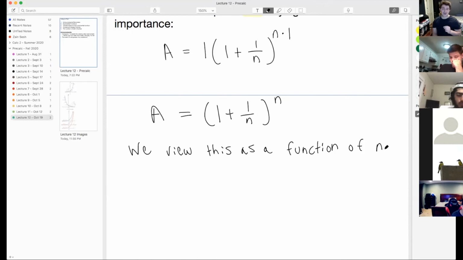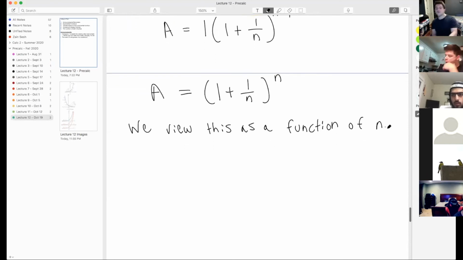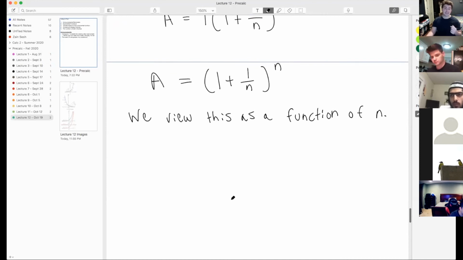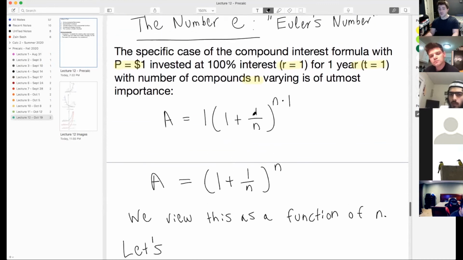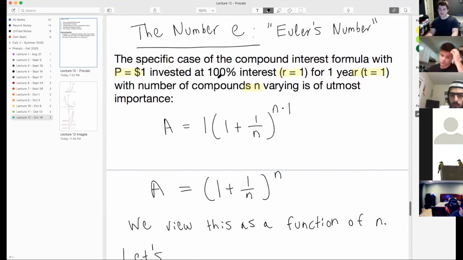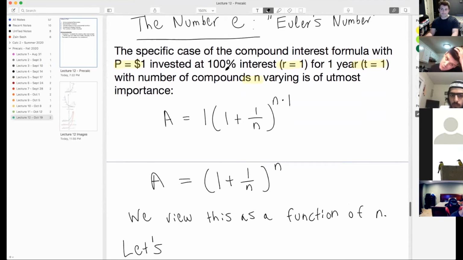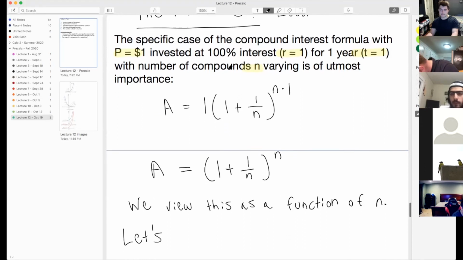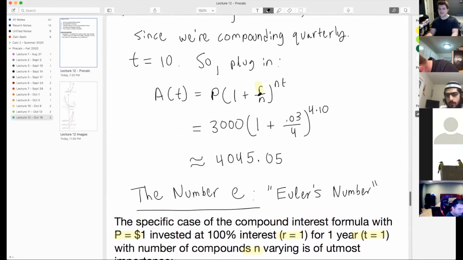Because I'm letting the n variable, the number of compounds per year, vary, everything else is fixed. What we're going to look at is the behavior of this function as n gets larger and larger. We're going to let n tend to infinity and see what happens to this quantity. Do we convert the 1 to a decimal form or no? I did convert the 1 because it was 100% interest, and 100% converted to a decimal is 1. Yeah, you're right, the formula calls for the decimal form. That's why I did that.